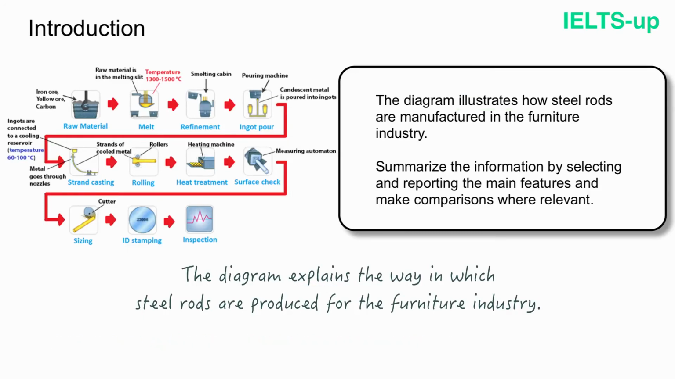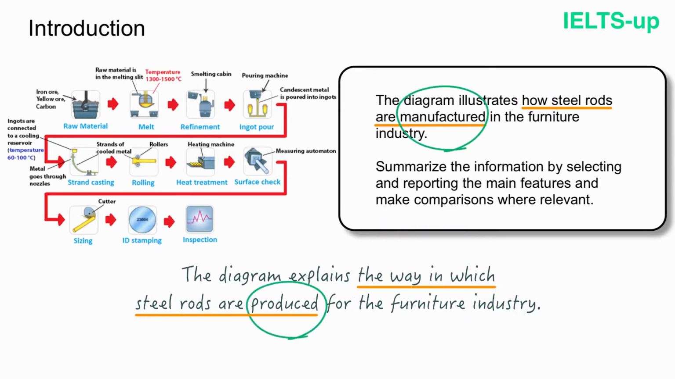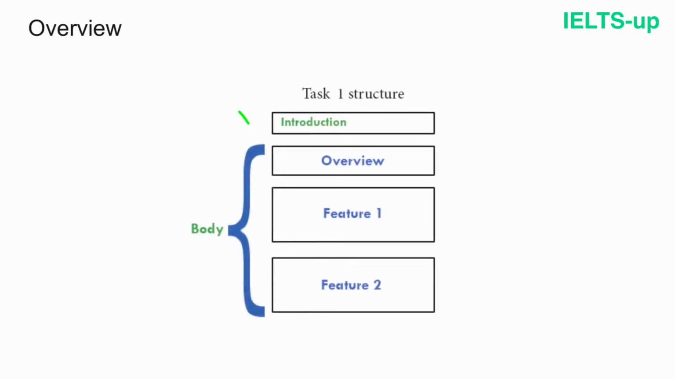Next, I changed the phrase how steel rods are manufactured to the way in which steel rods are produced. So, instead of writing how, I wrote the way in which. And instead of writing manufactured, I wrote produced. And then comes furniture industry, and I kept it the same. So that's all with our introduction. We have paraphrased the topic so the examiner can get familiar with our diagram. Now, let's move on to the next paragraph.